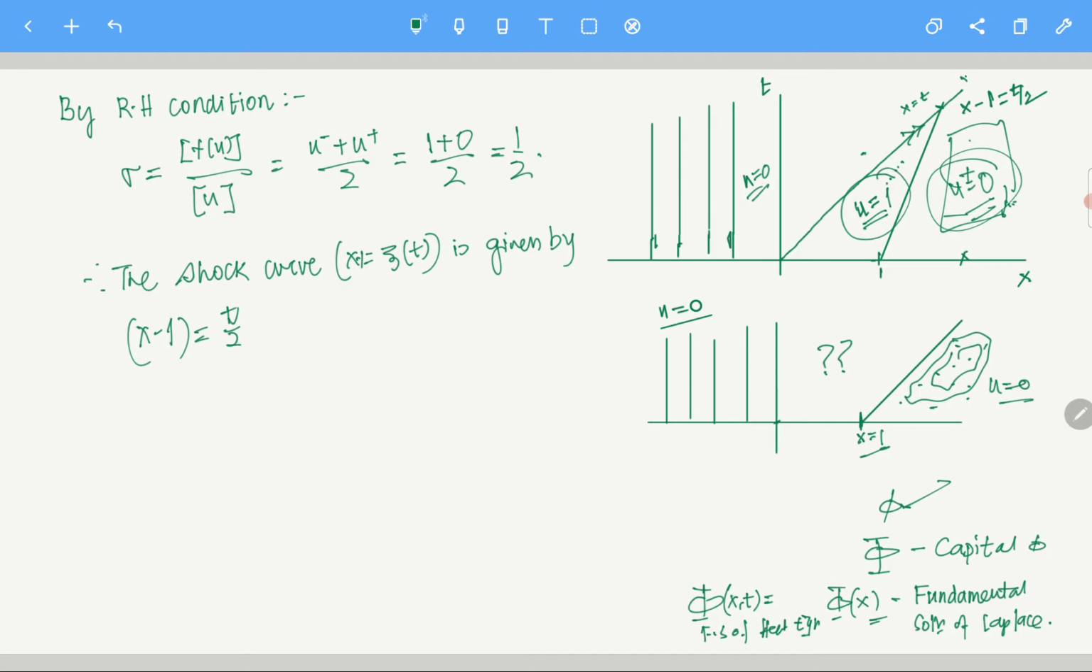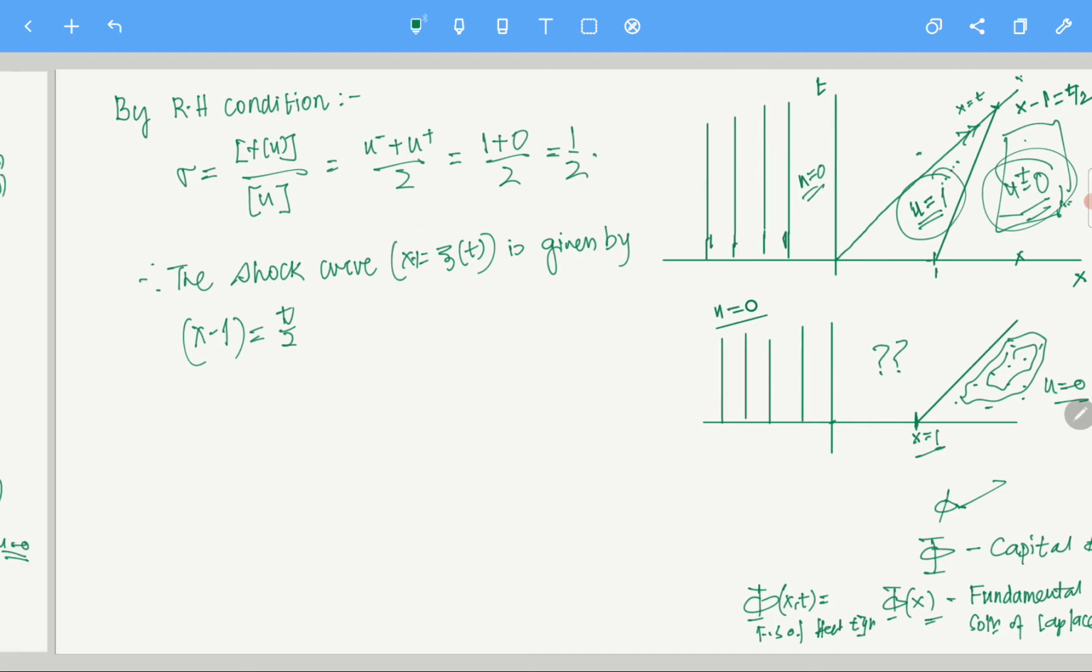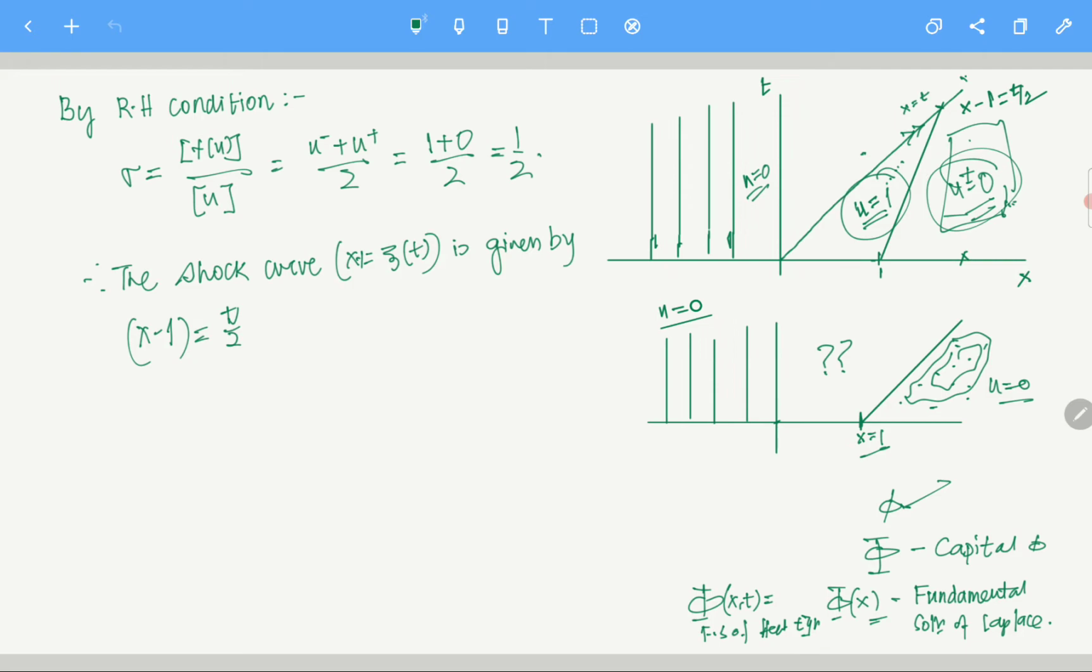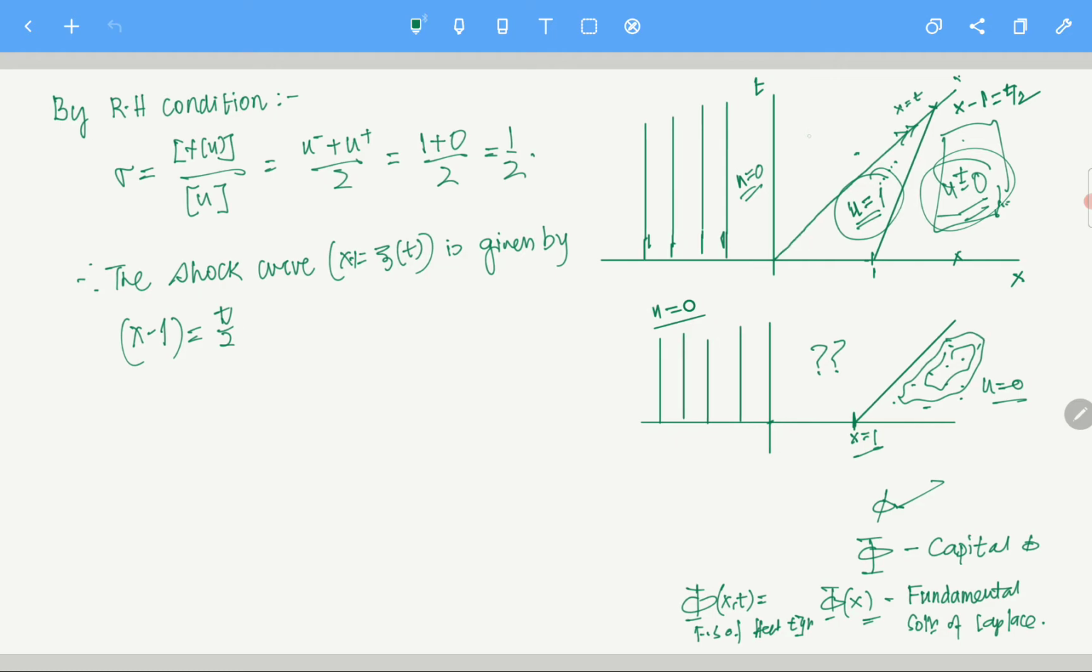Is it 1 here? No, because there is a rarefaction wave going on. Here there is a rarefaction wave going on. So I don't know what is there, and for that I have to worry about the rarefaction part. Now you already know that for a rarefaction, it is g of x by t, where g is f prime inverse. And in our case, when f is u squared by 2, this is given by u equals x by t, right?